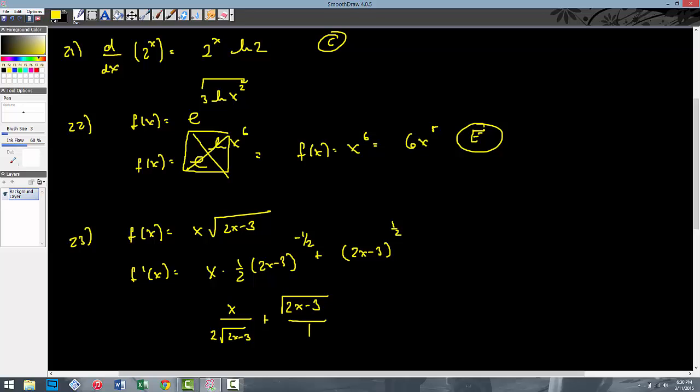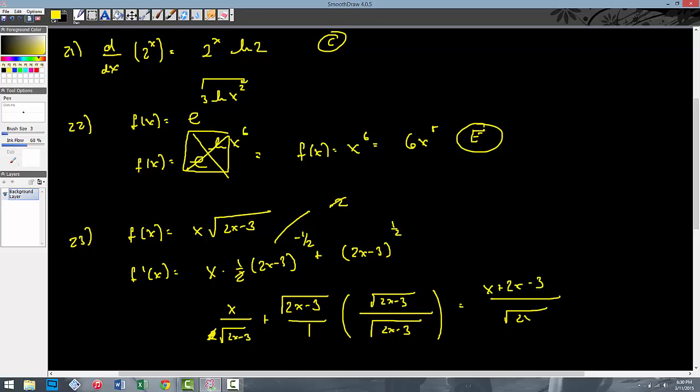Common denominator here is going to be, oops, I'm sorry, wait a second. I totally forgot something here. I forgot to chain out a 2. So that 2 is going to cancel out here. So that means goodbye to you. So now I'm going to multiply by my common denominator. Bear in mind I am not rationalizing, I am just multiplying by a common denominator to get those two together. So what I've got is x plus 2x minus 3 all over rad 2x minus 3. The top becomes 3x minus 3 over rad 2x minus 3. That becomes A.